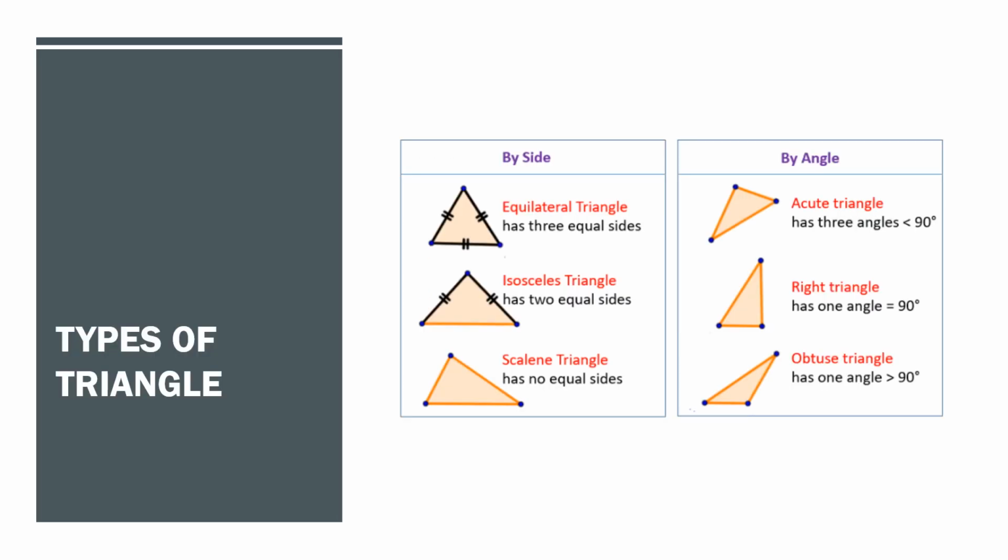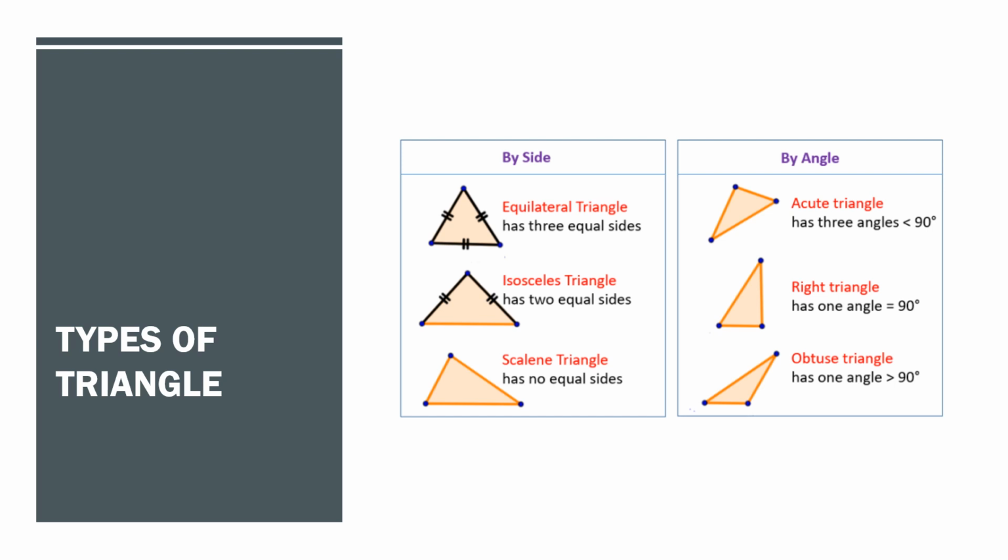Next, we will look at the different types of triangle. We can define a triangle by its side or by its angle. If a triangle has got three equal sides, it is called an equilateral triangle. If it has got only two equal sides, it is called an isosceles triangle. And if a triangle does not have any equal sides at all, it is called a scalene triangle.